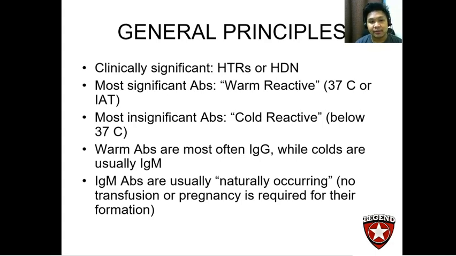Most of the significant antibodies causing these conditions are of the warm reactive type, whereas the insignificant antibodies that we usually detect in the laboratory are of the cold reactive type, meaning they react below 37 degrees Celsius. The warm antibodies are most often IgG, while the cold reactive antibodies are usually IgM. The IgM antibodies are usually of the naturally occurring type, meaning no transfusion or pregnancy is required for their formation.